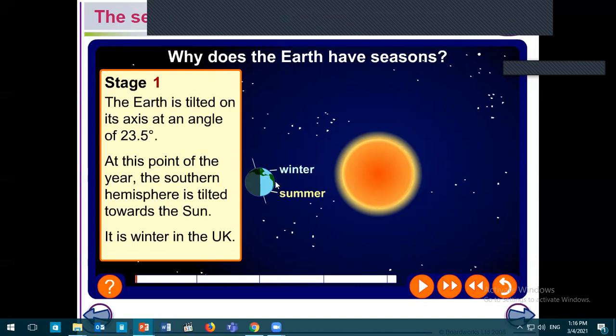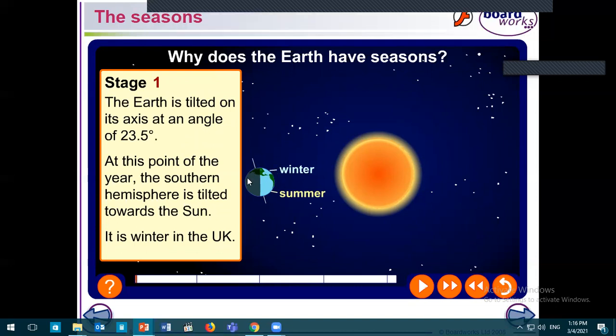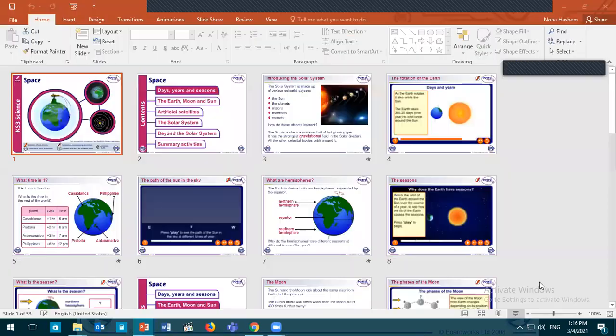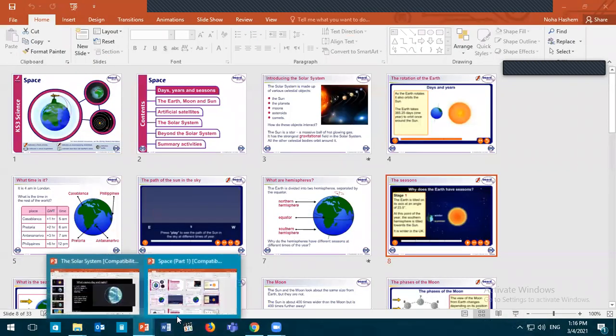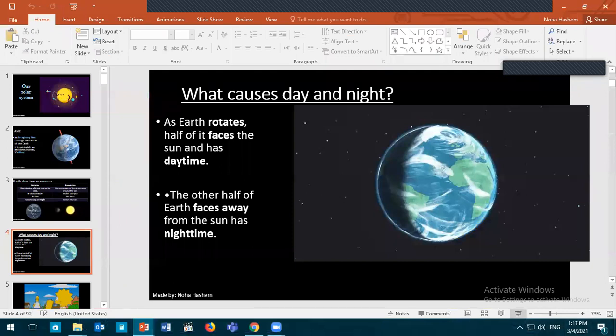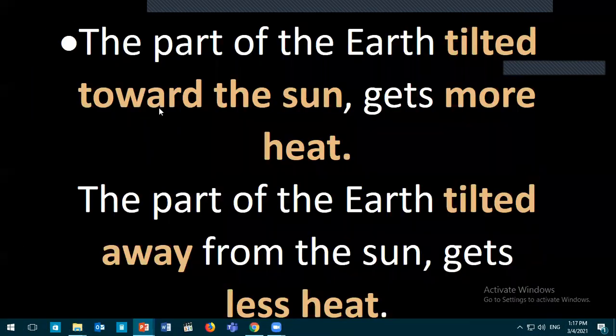So as you can see here, the upper half, which is the northern hemisphere, is having winter because it's tilted away from the sun, while the southern hemisphere is tilted toward the sun, so it's closer to the sun and has more heat, and that's why it's having summer. Let's see it from another perspective. So let's get back here, talking about seasons.